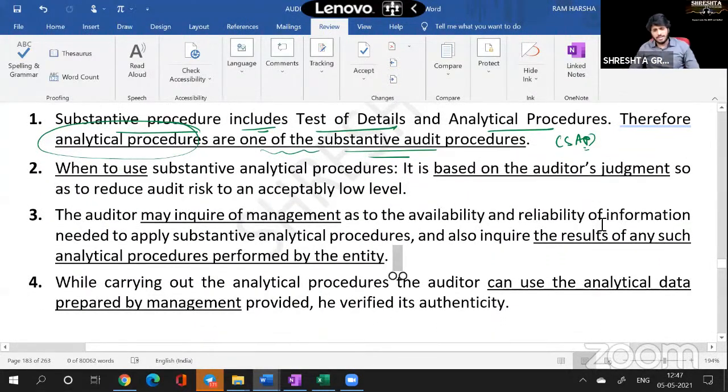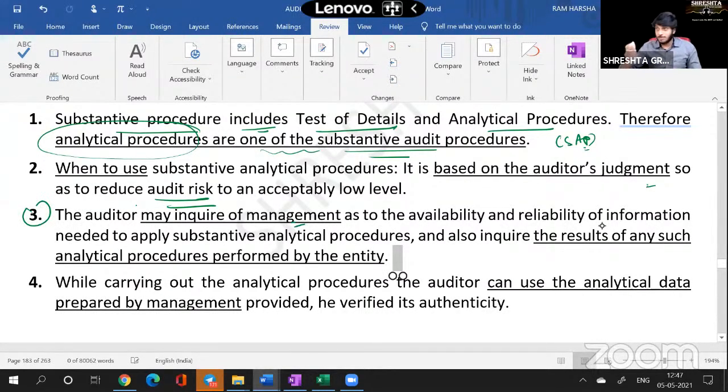When to use substantive analytical procedure? It's a judgment issue, my wish, but I will use it to reduce audit risk. Not only that, the auditor may also ask management. Management also will do analytical procedure. I will take their result. I will ask for whatever data I want.